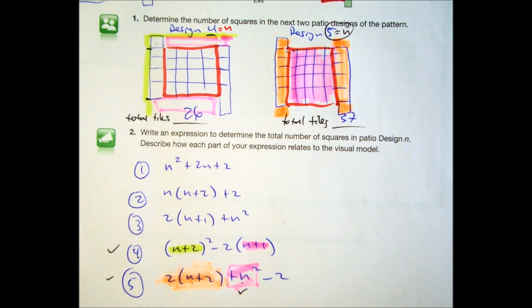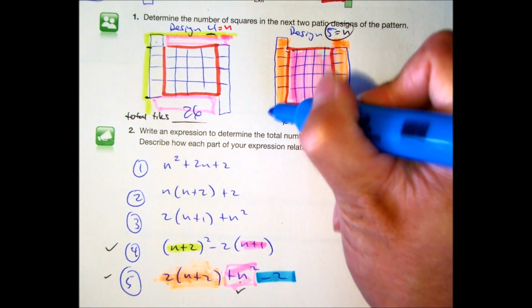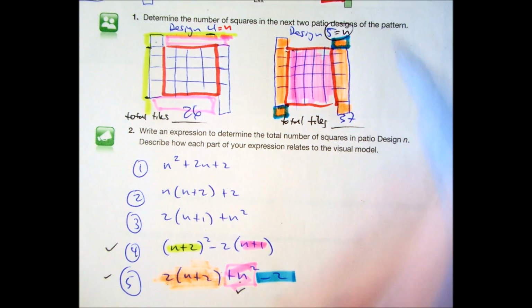But if you saw what we did there, we went too far. So the subtracting of 2 represents this box and this box. That's not needed on ours, so you would subtract it.